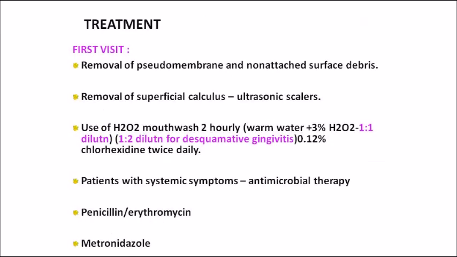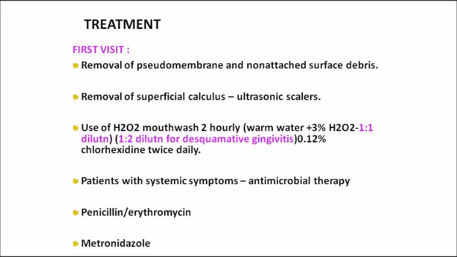You have to call the patient for 3 visits. In the first visit, what you have to do is remove the pseudomembrane and the non-attached surface debris. After that, you should remove the superficial calculus, only the superficial calculus, using the ultrasonic scalers. Now your field is a little bit clean. After this, use hydrogen peroxide mouthwash every 2 hours. And how to use hydrogen peroxide mouthwash? 3% hydrogen peroxide and warm water in 1:1 dilution you have to take.